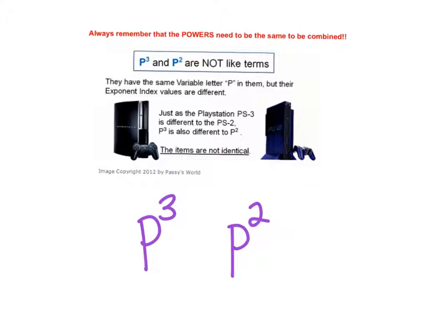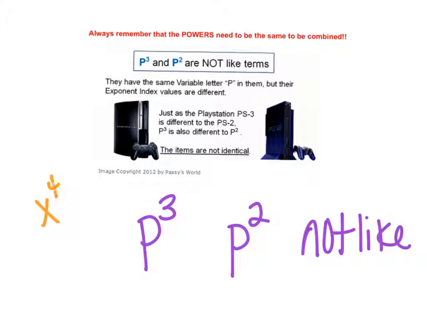Okay, p to the third and p squared are not like terms. Okay, same with if you have x to the fourth and x to the seventh, those are not like terms.